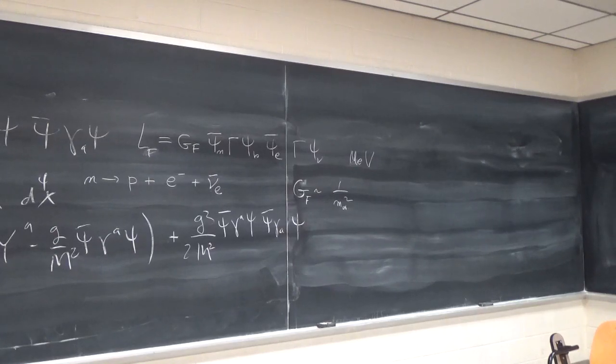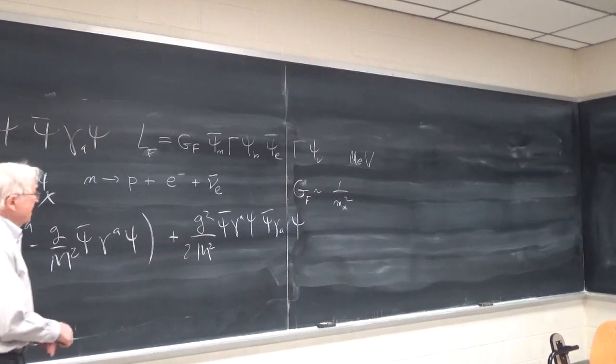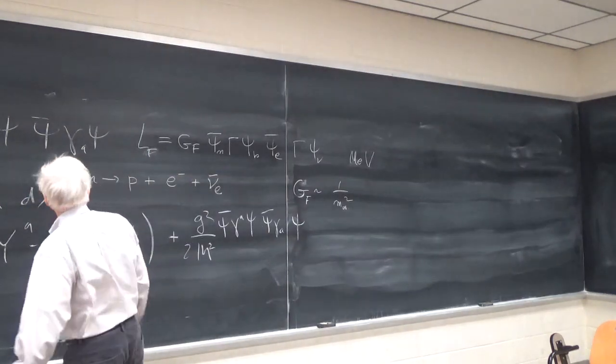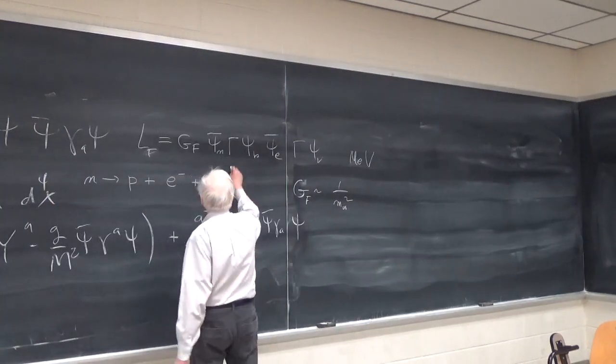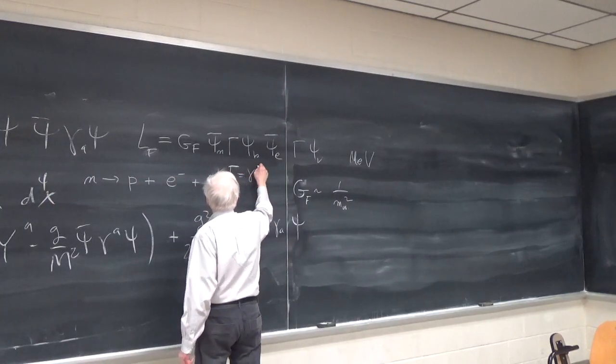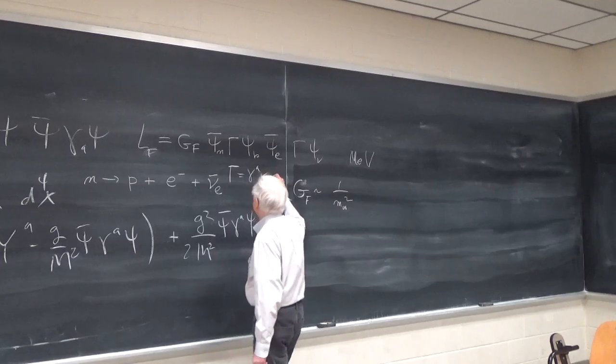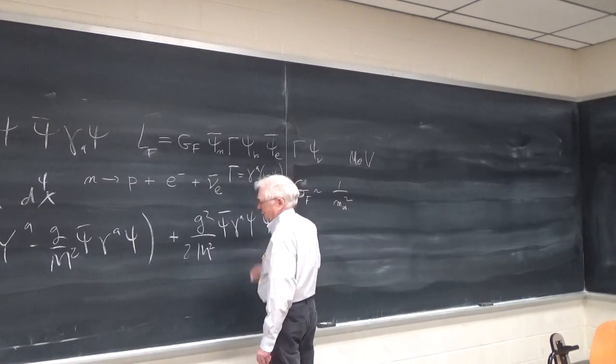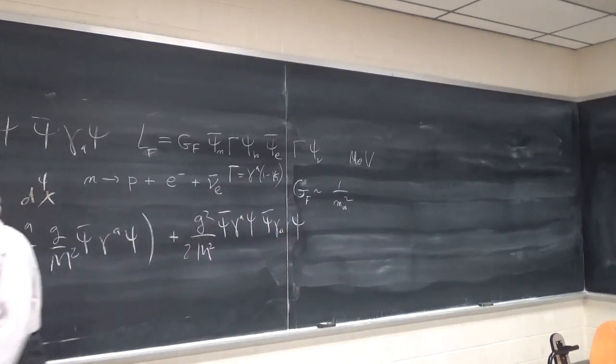In fact, it was about another 20 or 25 years before Gell-Mann and Feynman finally settled on the fact that gamma was gamma A times 1 minus gamma 5, or 1 plus gamma 5, depending on the conventions.